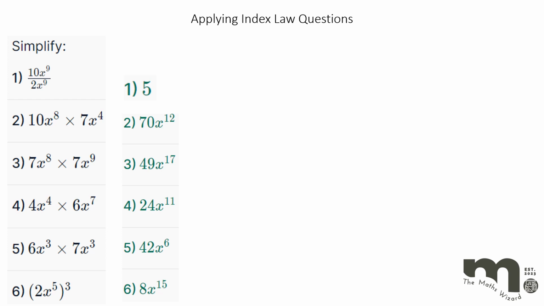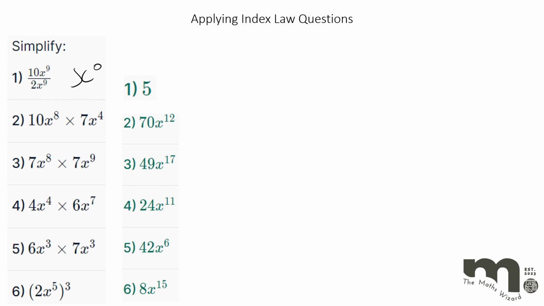Okay, and here are your answers to these. So this one you would think oddly is just 5. Well, why is it 5? Well, 10 divided by 2 gives you 5. And you'll notice here you've got 9 and 9. So when you do 9 take away 9 on that x, you end up with x to the power 0. So those two cancel each other out. So that's why you end up with 5 on its own.